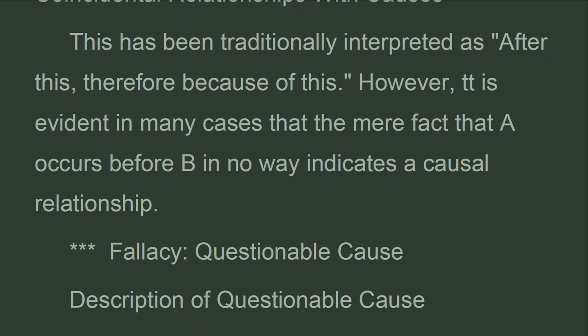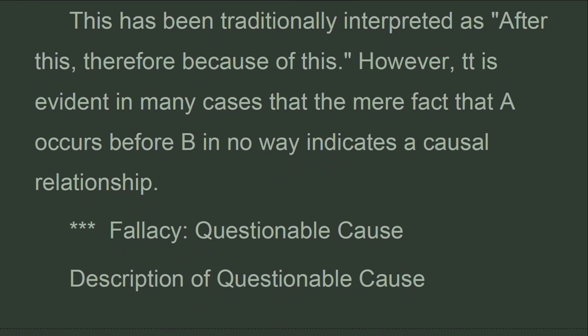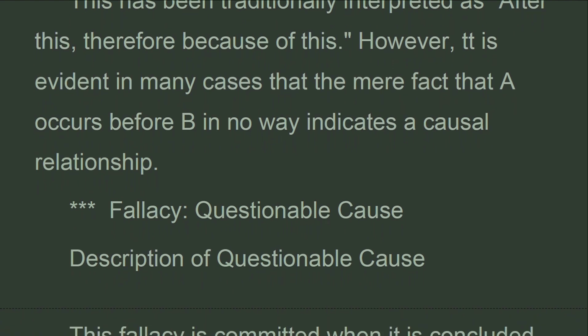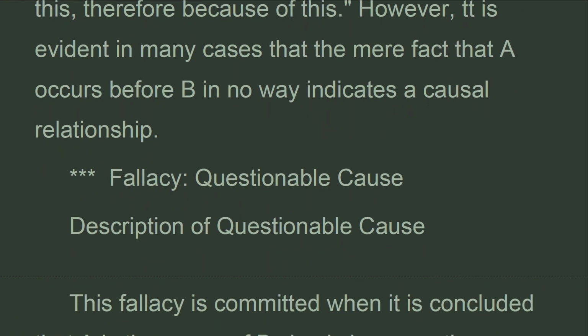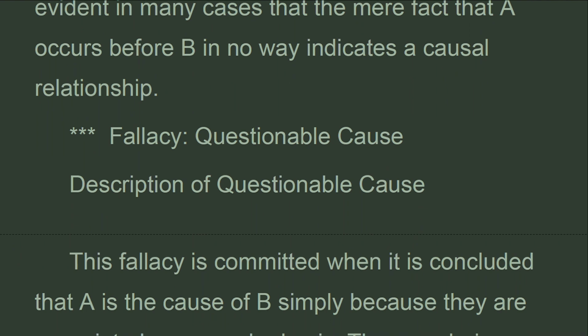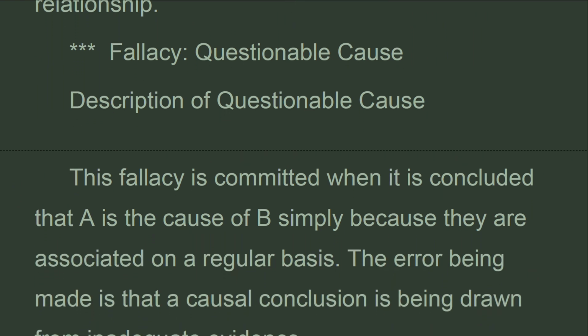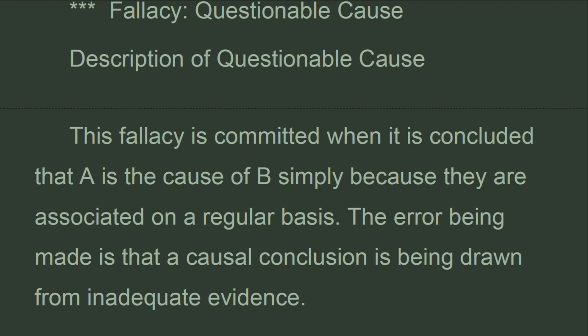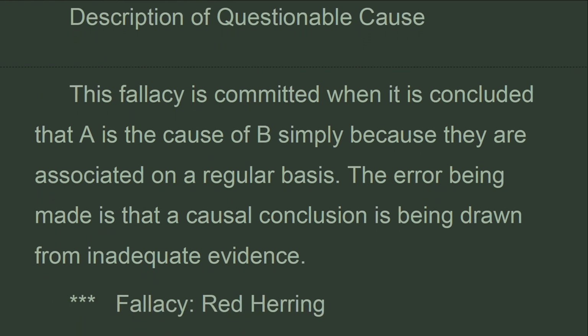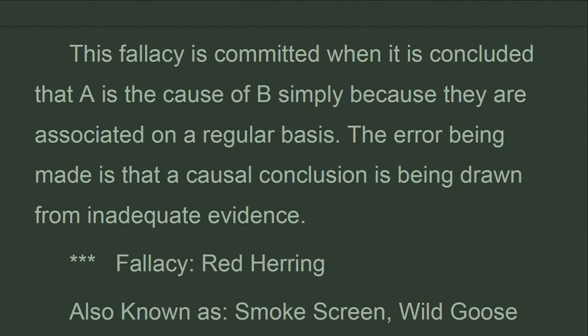Fallacy: Questionable cause. Description of questionable cause. This fallacy is committed when it is concluded that A is the cause of B simply because they are associated on a regular basis. The error being made is that a causal conclusion is being drawn from inadequate evidence.